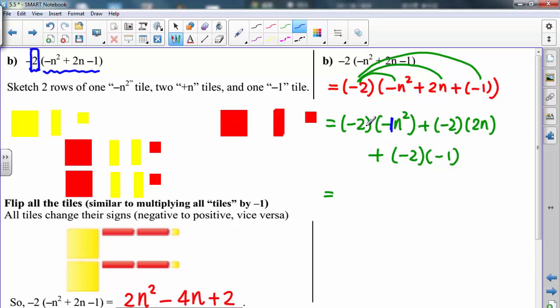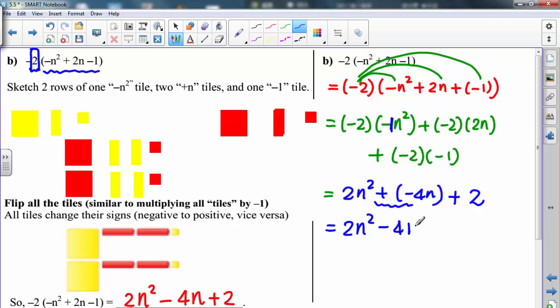When we multiply the constant by a monomial, we only need to multiply this constant by the coefficient of this monomial. So negative 2 times negative 1 becomes positive 2n squared. Negative 2 times 2 is negative 4n, so plus negative 4n. Plus negative 2 times negative 1 becomes positive 2. Then I can also change this plus negative to one negative sign, minus 4n plus 2. So the symbolic method is the same as the algebra tile method. We can get the same results.